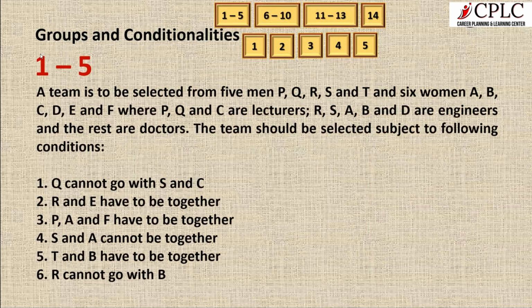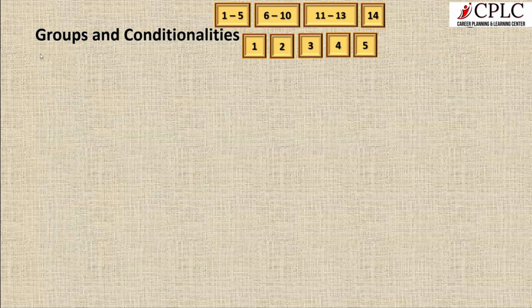It is said that a team is to be selected from 5 men, P, Q, R, S, and T, and 6 women, A, B, C, D, E, and F, where P, Q, and C are lecturers, R, S, A, B, and D are engineers, and the rest are doctors. The team should be selected subject to the following conditions. First condition, Q cannot go with S and C. Second, R and E have to be together. Third, P, A, and F have to be together. Fourth, S and A cannot be together. Fifth, T and B have to be together. Sixth, R cannot go with B.